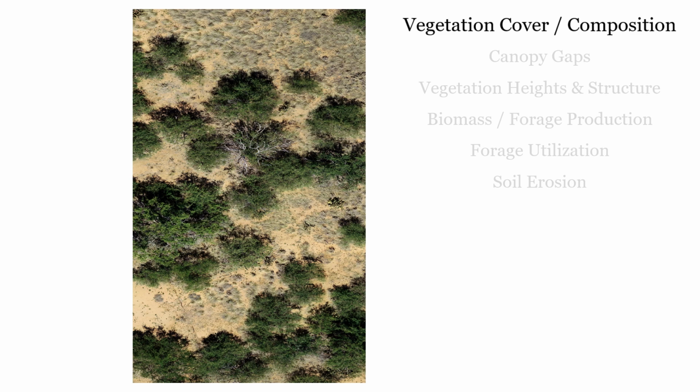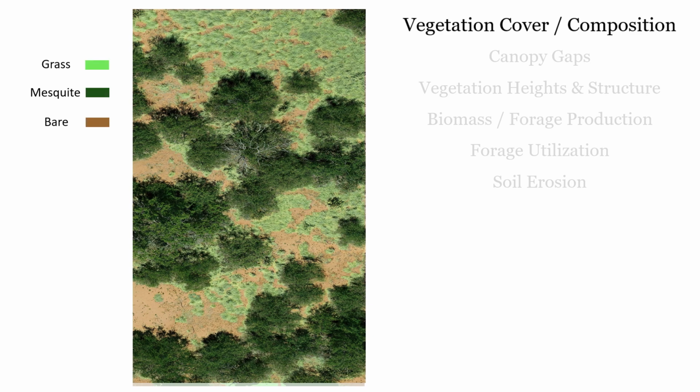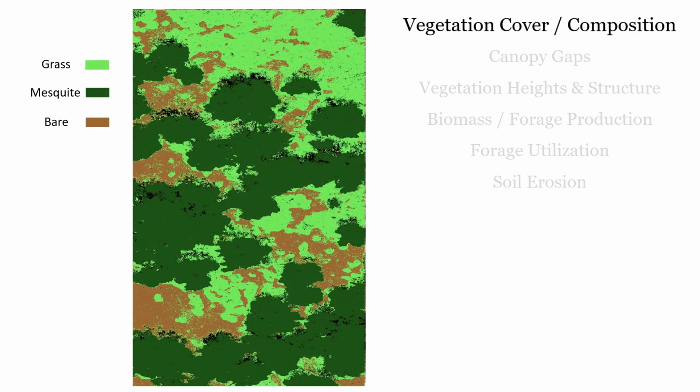So, vegetation cover and composition. This is probably the most sought after information for range managers: what type and how much vegetation is out there. Accordingly, cover and composition has probably been the most researched topic with high resolution imagery. Typically, we would do this with two-dimensional orthomosaics, and typically we would do some kind of thematic classification. For example, here I'm classifying this image into grass, mesquite, and bare ground, into pretty simple classes.